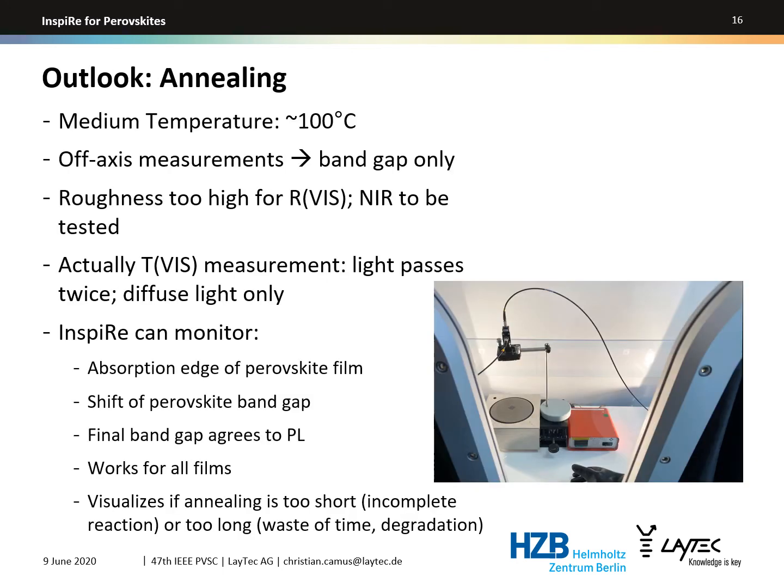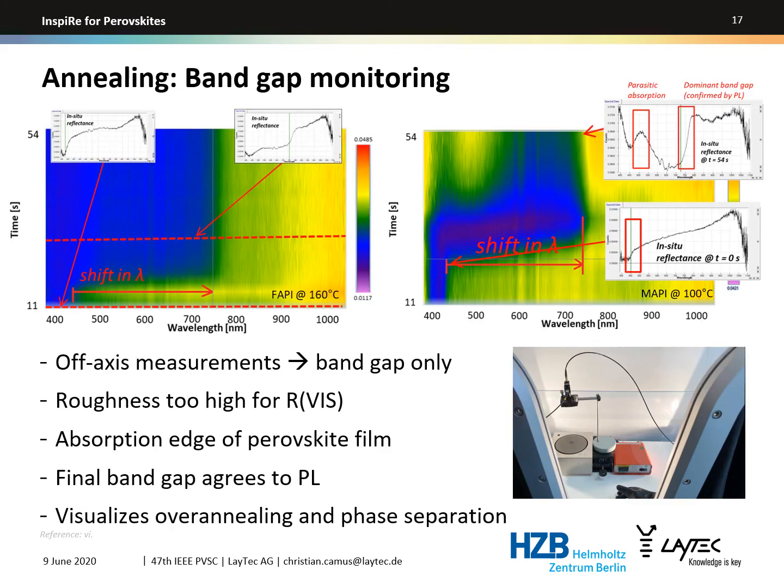Just very briefly, I would like to address the annealing results as well. Here we were also able to monitor the absorption edge of the perovskite films. It was a very good fit to the PL obtained from these films. It worked for all films, and again, it visualizes if your process is too short or too long. It helps you optimize the process conditions. So here's just a quick comparative result for bandgap monitoring in the case of annealing, for FAPI on the left-hand side and MAPI on the right-hand side.